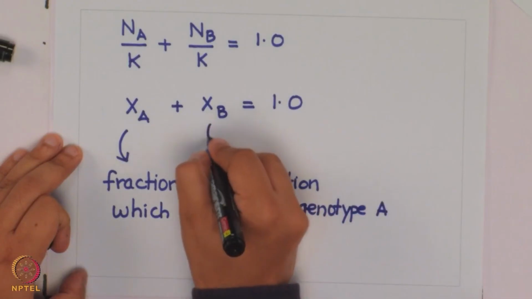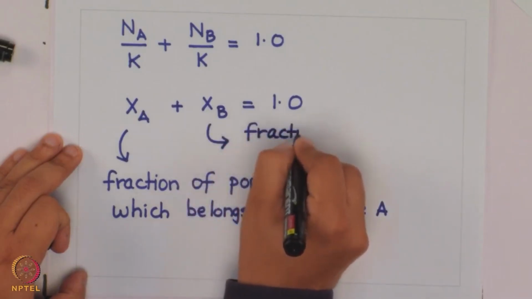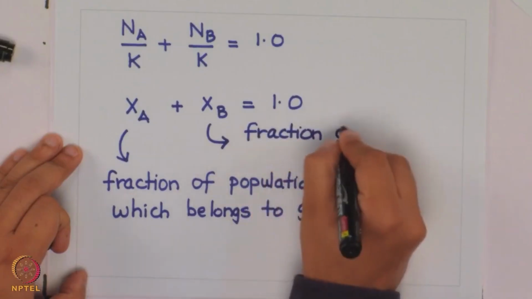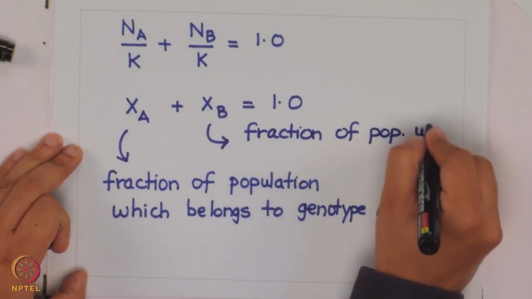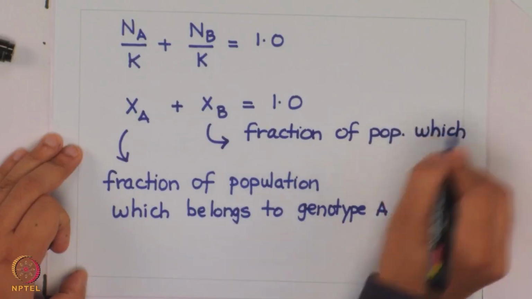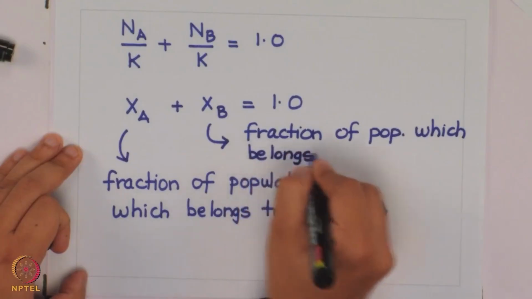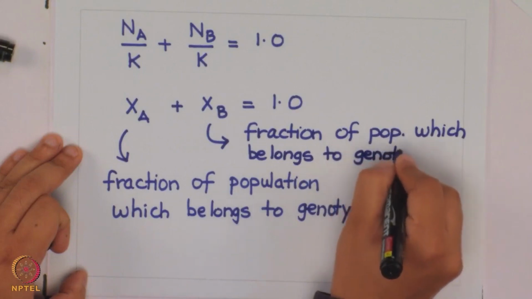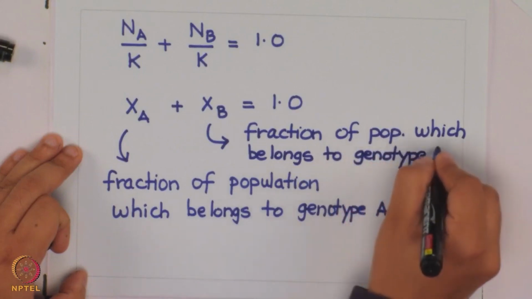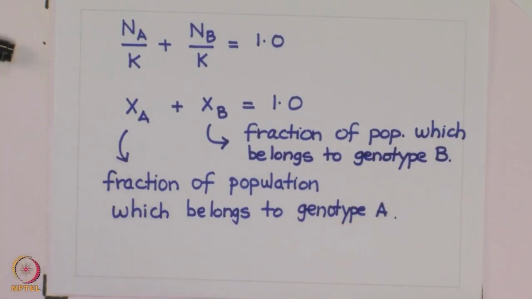Similarly, Xb represents the fraction of the population which belongs to genotype B. This is a very simple but very important statement.